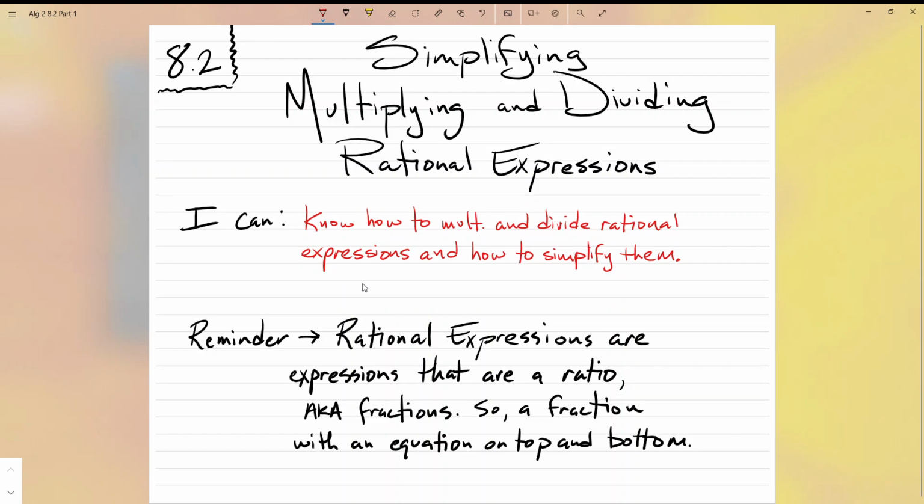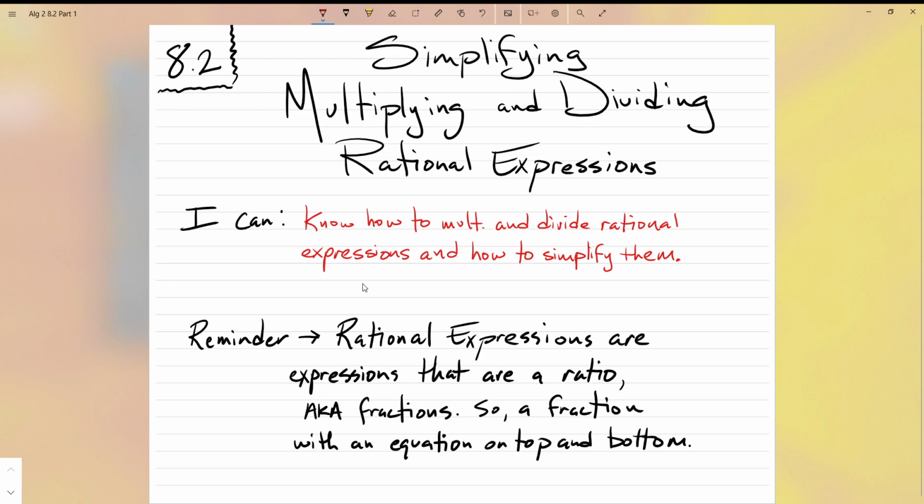Okay, so what we're doing in today's section is we've got three different things. We're going to be simplifying rational expressions, multiplying rational expressions, and dividing rational expressions. We're going to split this up into two different videos so it doesn't get super long. But essentially the I can statement is exactly what the title was: by the end of the section we want to know how to do all three of those things.